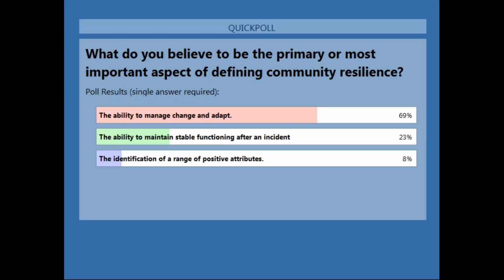So Tiffany, what were the poll results? Linda, we have 69% believe that the ability to manage change and adapt is the primary important aspect. 23% is the ability to maintain stable functioning after an incident. Okay, and just a handful of people looked at the identification of a range of positive attributes. That's really interesting. Let's continue on to see what else there is to learn about community resilience.